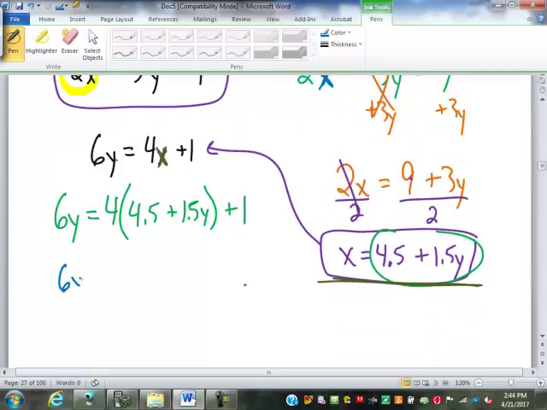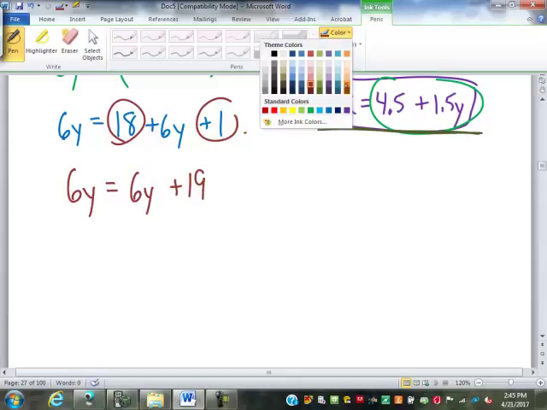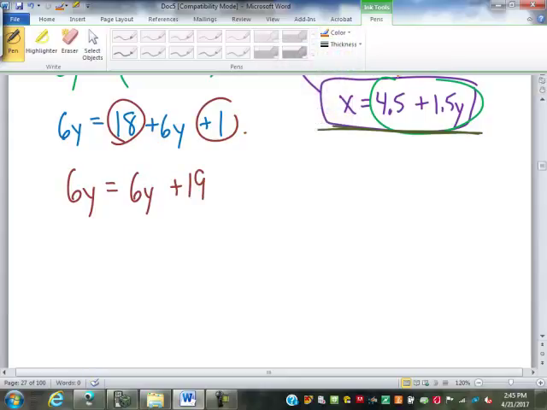So now the 6y doesn't change. What do we do on the right side? Distribute the 4. Good. 4 times 4.5 is 18. 4 times 1.5y? 6y. So now before we do anything else, we should combine what we can combine on the right side here. We've got the 18 and the 1 make 19. Good. So we've got 6y equals 6y plus 19.